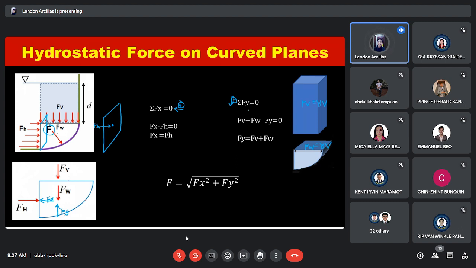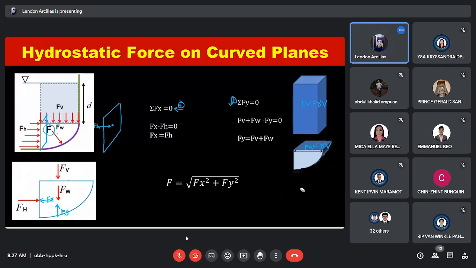Ang F of Y is the summation of forces of F of V and F of W. So that is the total F of Y. The force of the F of V and F of W. Minsan din wala na tong F of V, pag ang gate ay nasa surface. For example, this one. I-drawing natin. For example, yung gate is ganito na, nasa surface na. So, ang isa-solve lang natin is F of W. Wala nang F of V.